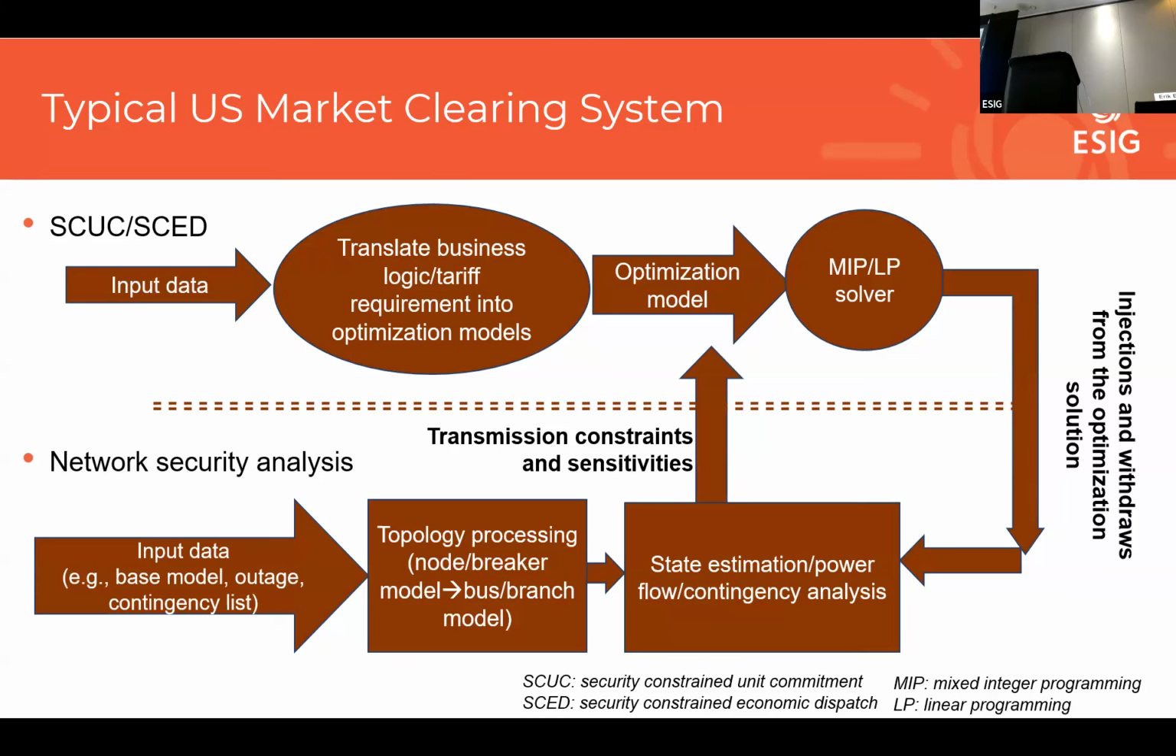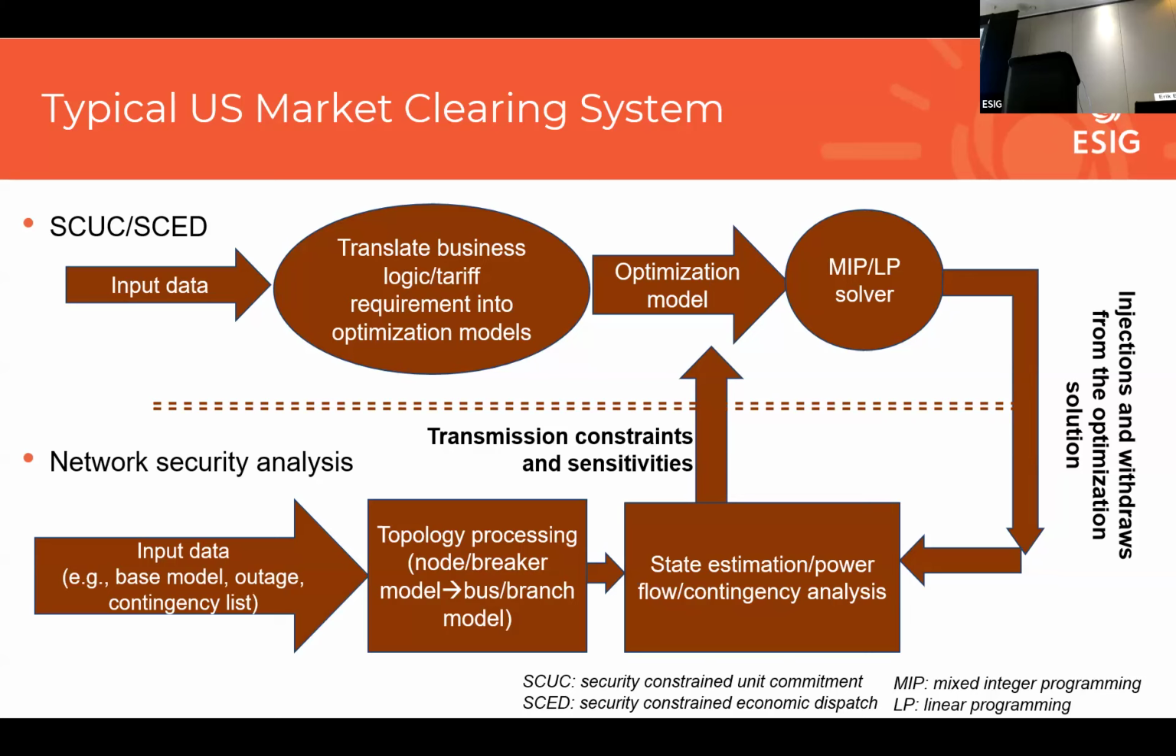After you solve an optimization, the solution is fed into the network security analysis to perform a power flow and contingency analysis. And then if any violation is identified, they only send these potentially violated or binding constraints into the optimization. So it's iterated like that. And then in real time, you have the state estimation and the contingency analysis, on a rolling basis.